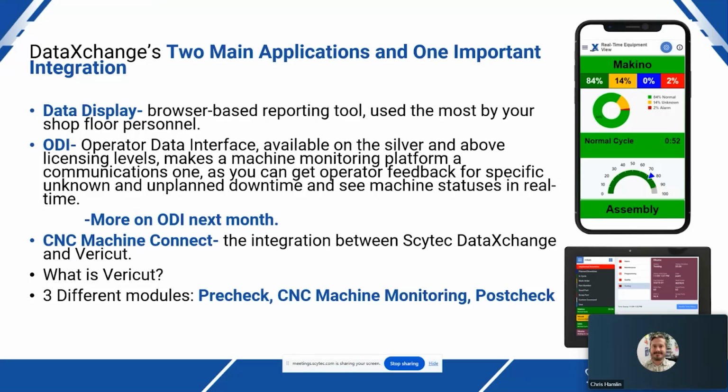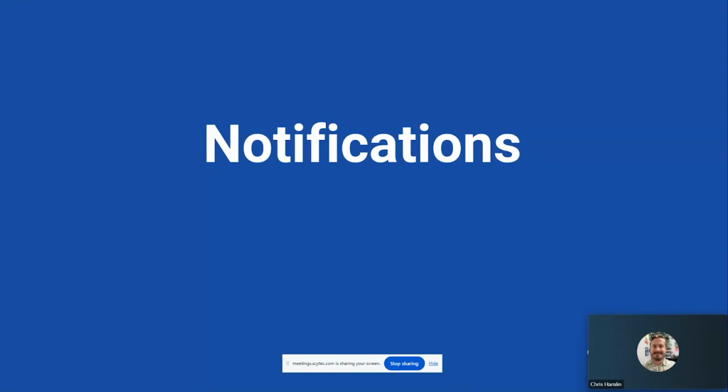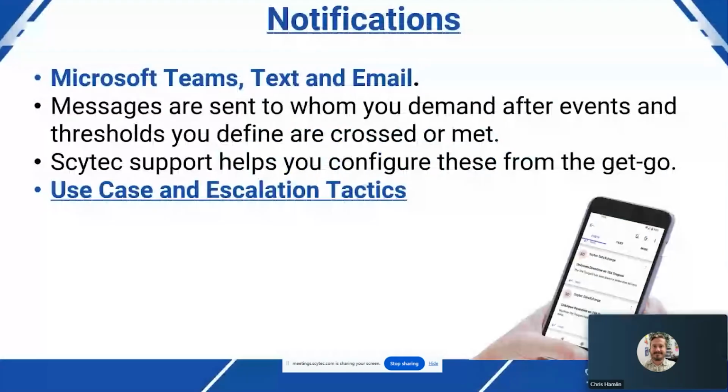Next up, I'd like to discuss the notification feature set inside of Scytec DataXchange and how that relates to data display. So there's 3 different ways that you can receive notifications for shop floor events, and that is via Microsoft Teams, text, and email. And messages are sent to whom you demand after events and thresholds you define are crossed or met. As I said, everything inside of Scytec DataXchange is 100% user defined.